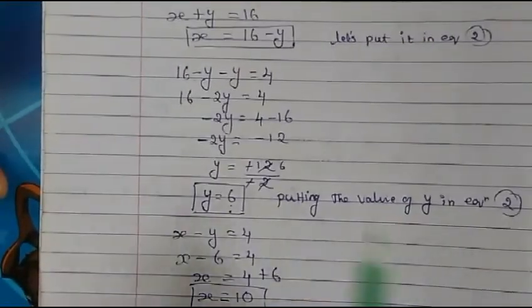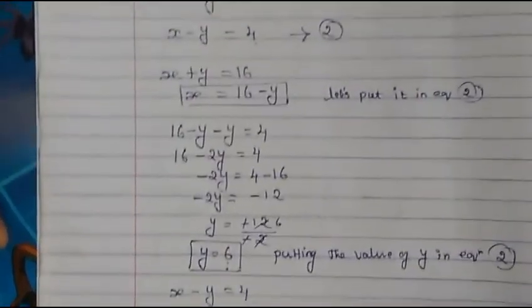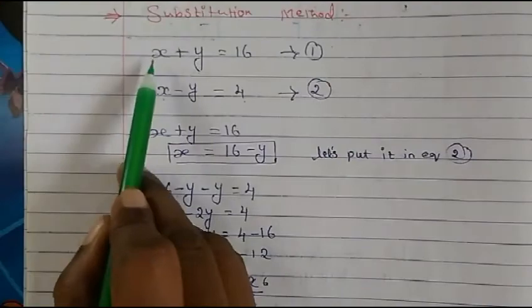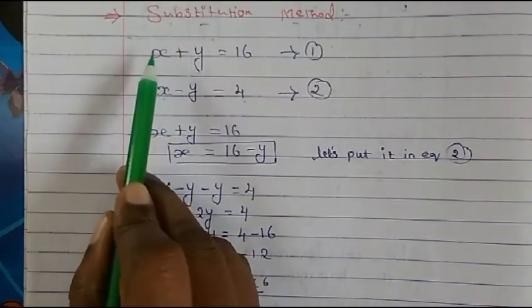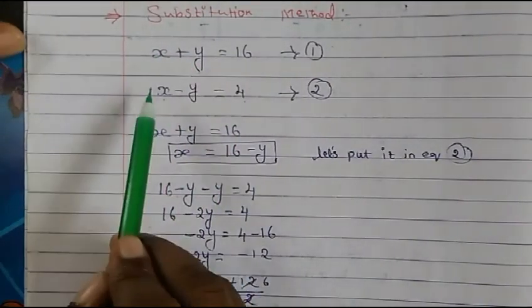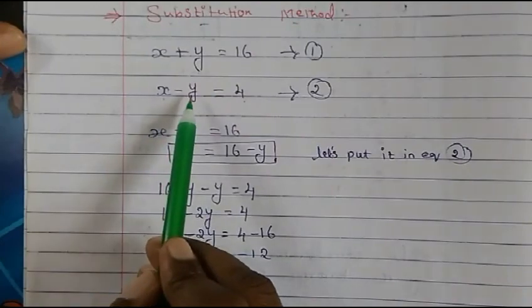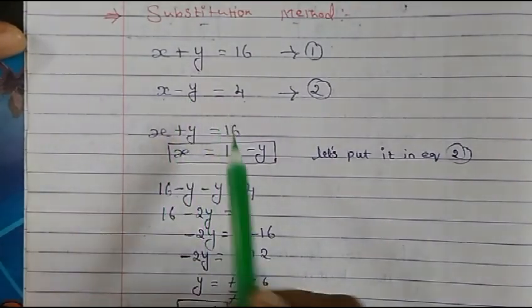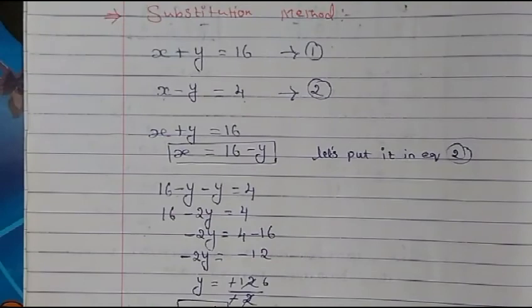So we have here y equal to 6, x equal to 10. Let's verify by placing it here. x is 10, y is 6, so 10 plus 6 is 16. Now x is 10, y is 6, so 10 minus 6 will give us 4. So that's how we find it out.